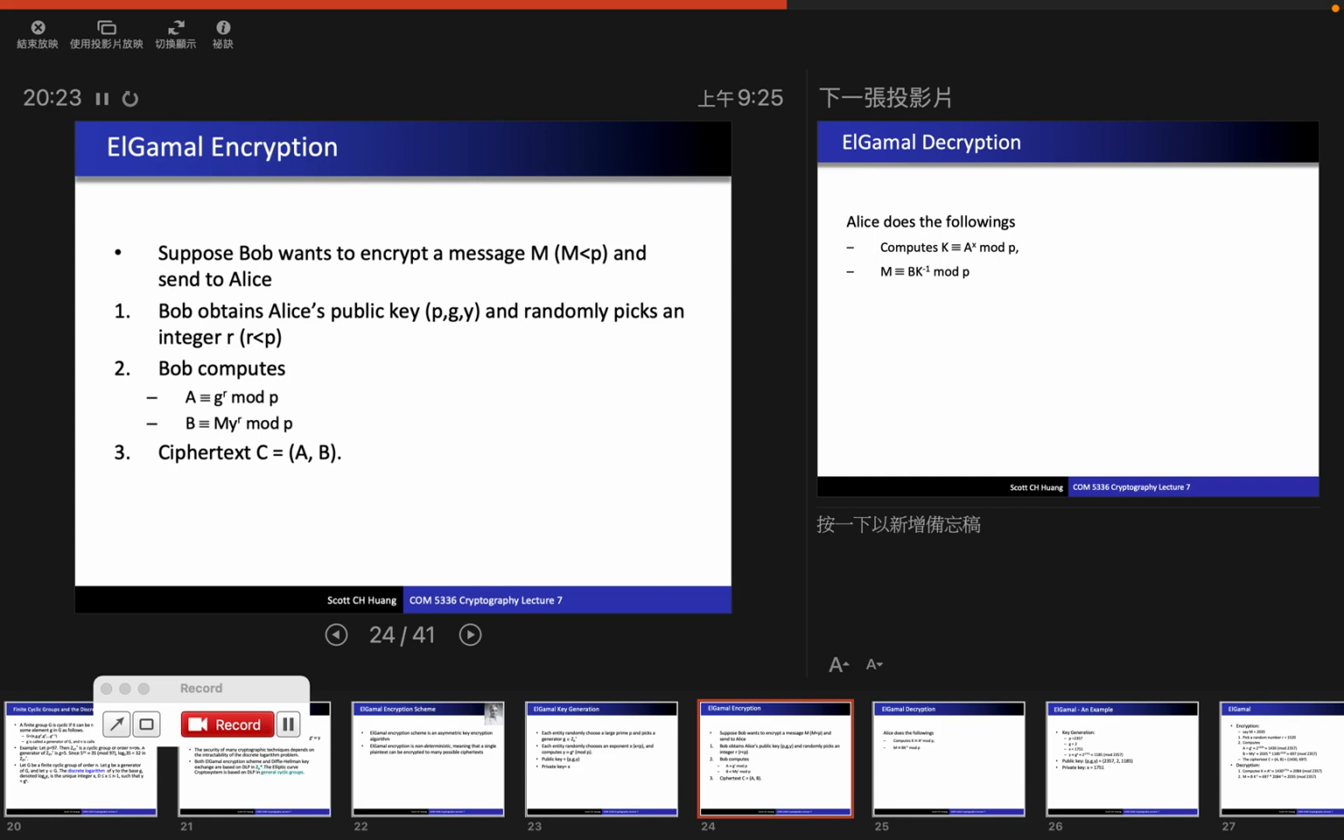This is Alice's public key. Okay, so let's draw a diagram. This is Alice, and this is Bob. Bob wants to send Alice a message. Alice has the P, G, Y. P and G we both know, so we can simply omit these two. So Alice's public key is Y. This is Alice's public key.